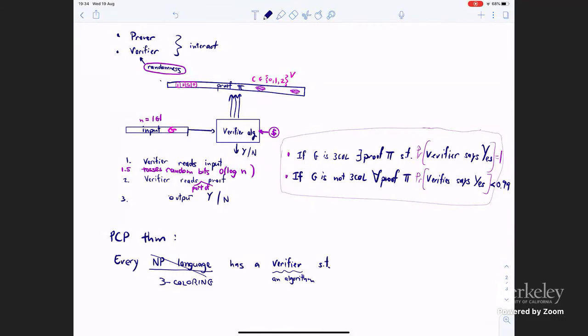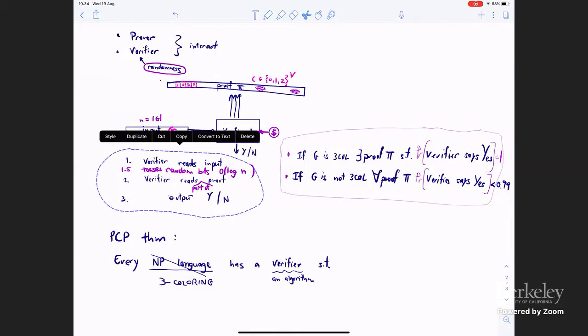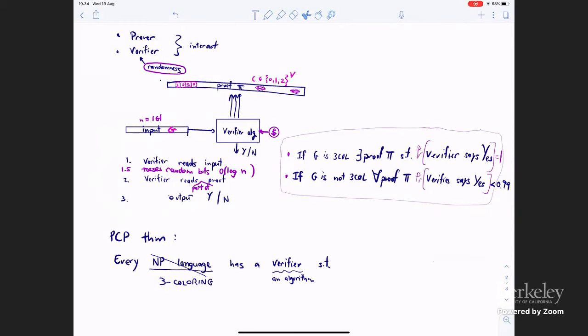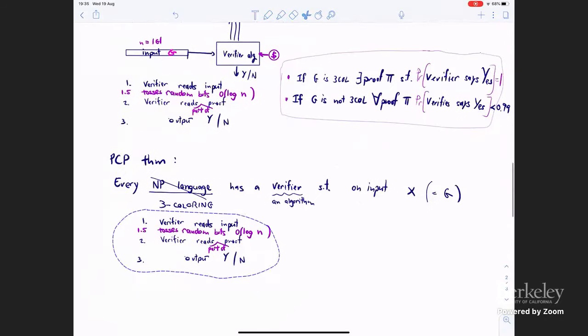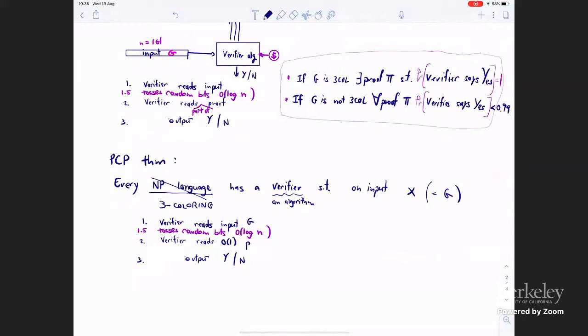Such that on input X for the language, but we can think of it as a graph G, the verifier reads the input, in our case the graph G. Then it tosses some random bits, log n if n is the size of G. And then it reads a very small part of the proof. It reads O of one proof locations.